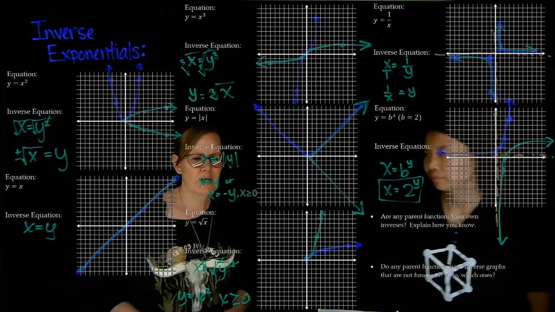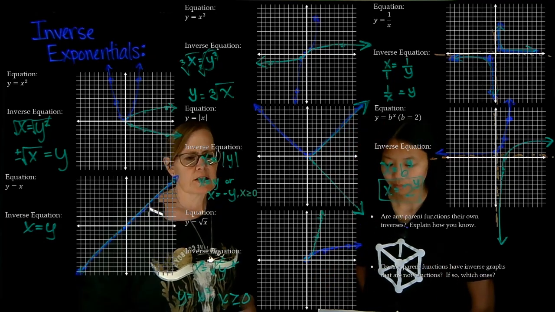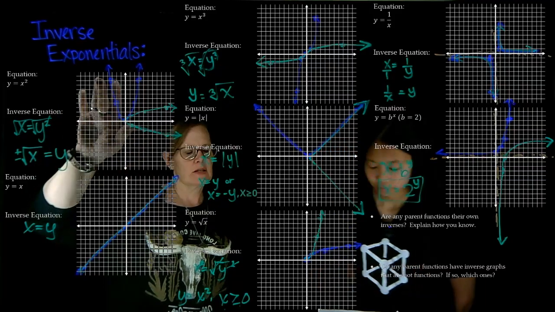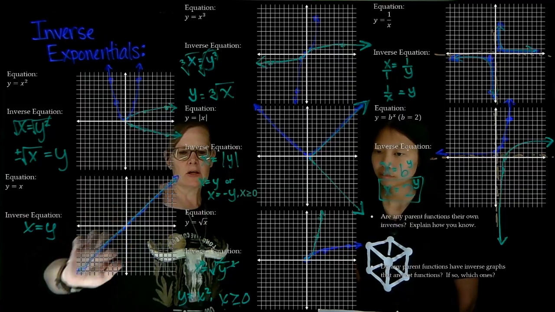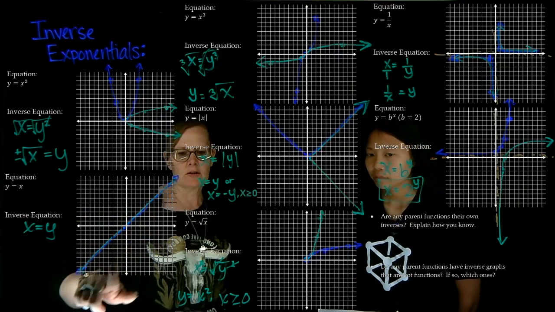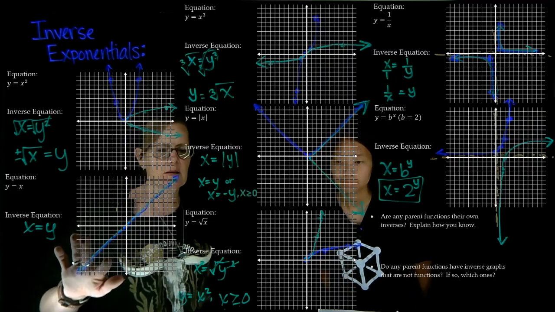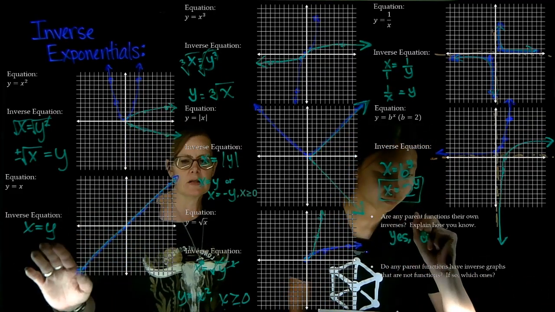Okay, our first question says, are any parent functions their own inverse? Explain how you know. So if we look at this first one, the parent function is not the same as its inverse, so that isn't the same. If we look here, see how we have both of our lines, green and blue, for our parent function and our inverse function on the same spot. So that one is. So yes, we do have some functions. One of them is our y equals x.